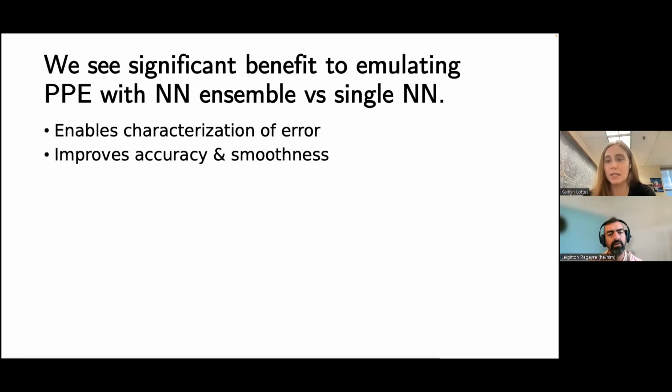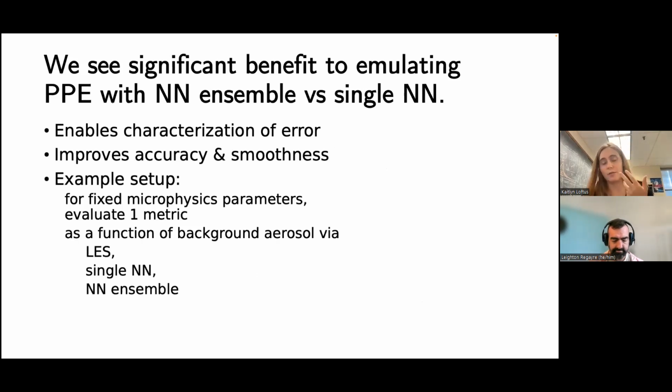We can see significant benefit to emulating our perturbed parameter ensemble with an ensemble of neural nets rather than just a single neural network. First of all, this enables us to characterize the error. It also improves the accuracy and smoothness. I can show you this in a simplified example setup.